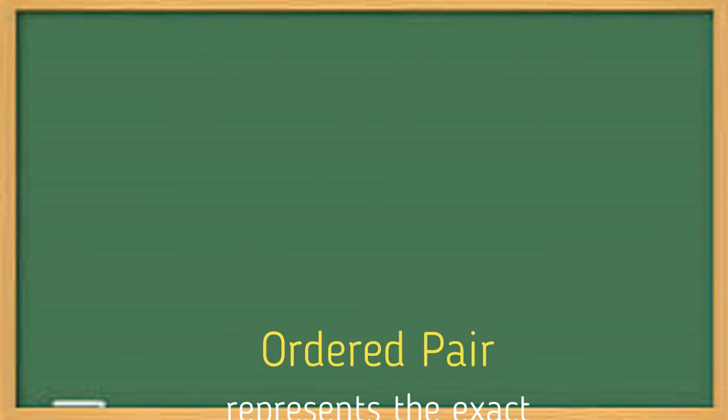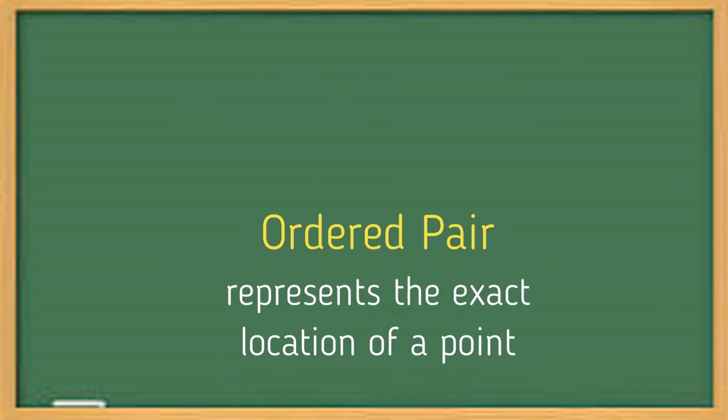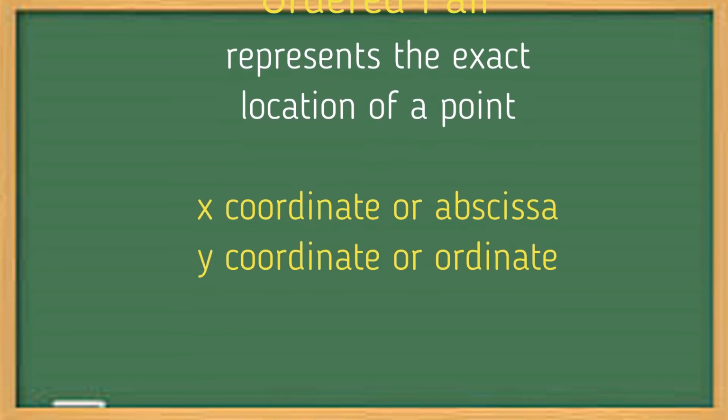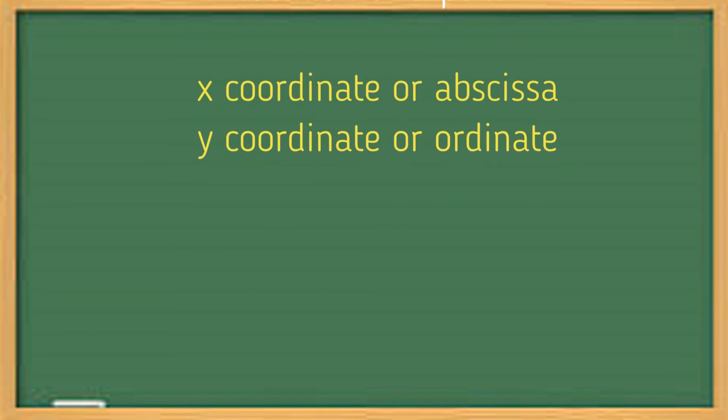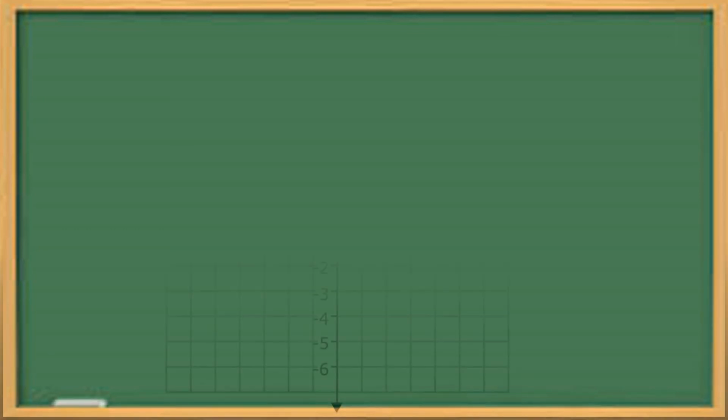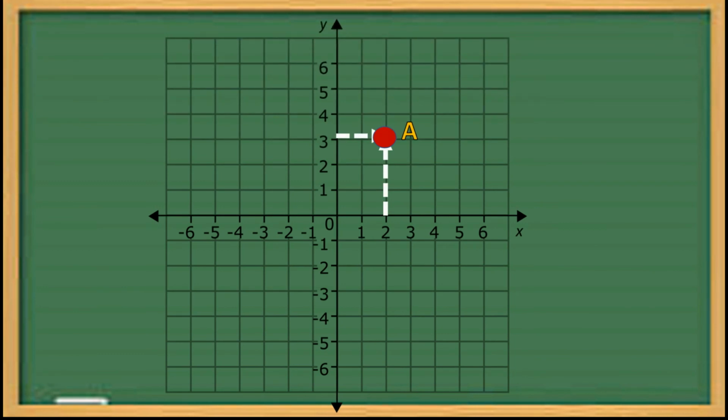The location of a point on a Cartesian plane is represented by an ordered pair, where the first number is the x-coordinate or the abscissa, and the second number is the y-coordinate or the ordinate. Again, these numbers are not to be interchanged. And to plot points on a Cartesian plane, you just have to draw an imaginary line passing through the x and the y axis. The intersection of those lines is where the point is found.